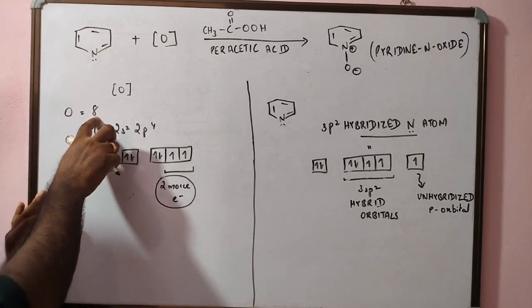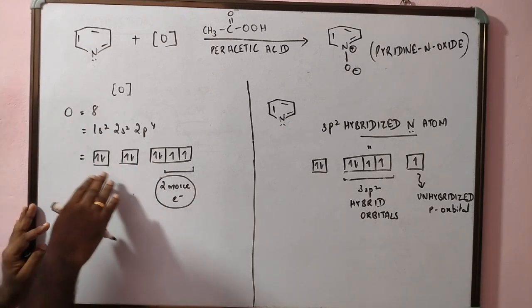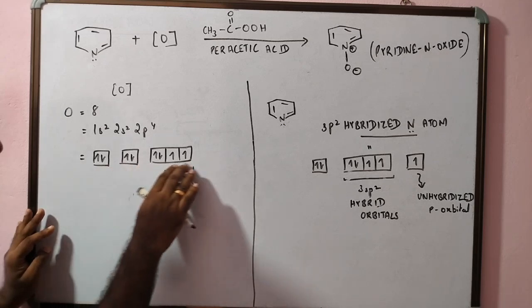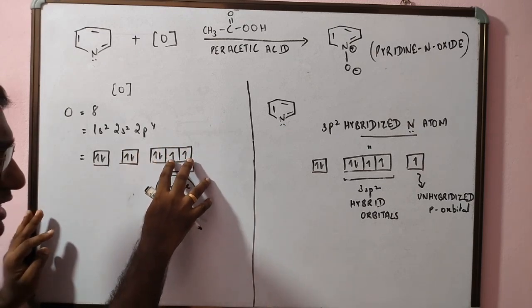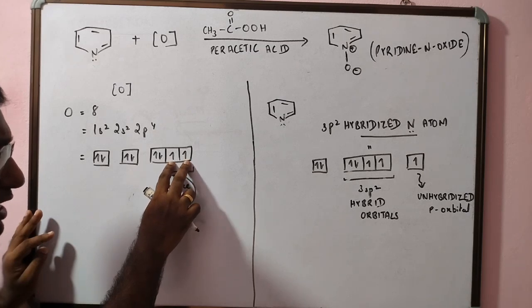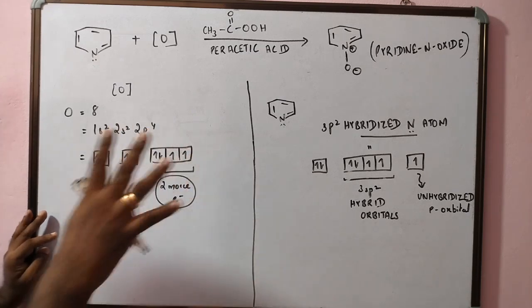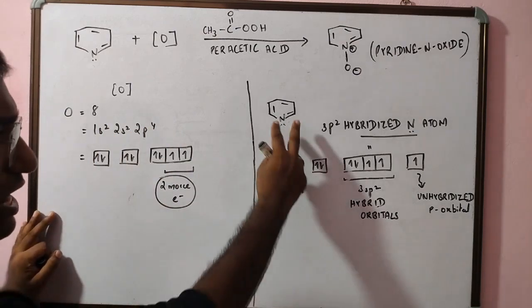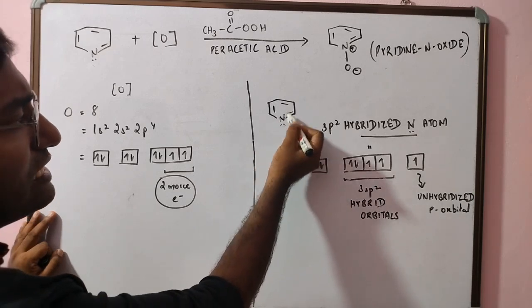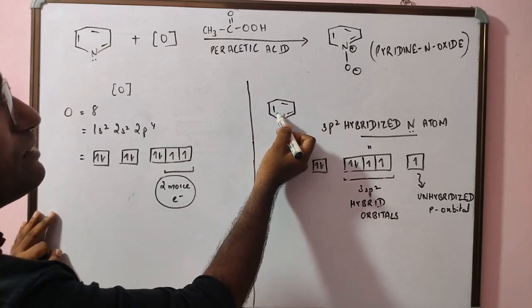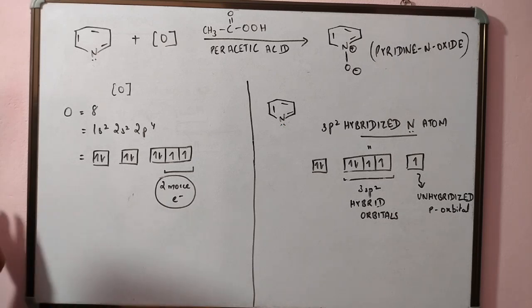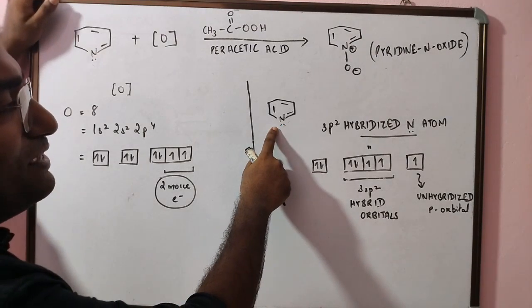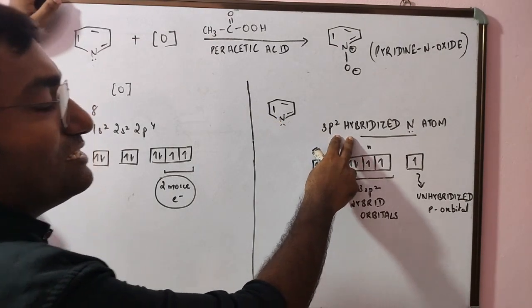Atomic number 8 means that it has 8 electrons, which are arranged as such in the orbitals. The molecular orbital picture clearly shows that it is in desperate need of 2 more electrons to complete its octet configuration. Let us now look at the situation of the nitrogen atom in pyridine. The nitrogen atom in pyridine has already completed its octet and it is in no need of any kind of bond formation. The nitrogen atom here is sp2 hybridized.